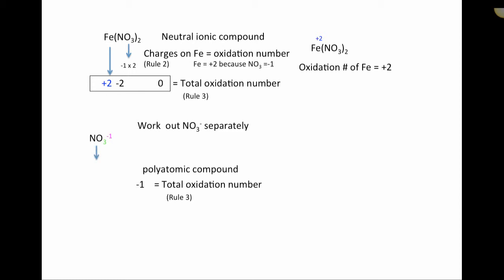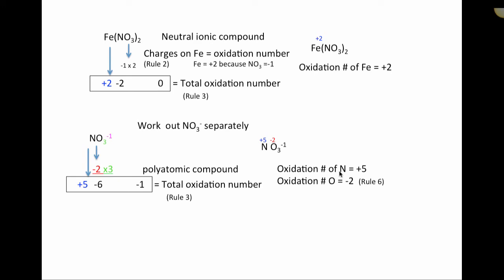I'm going to work out the nitrate separately. I have the oxygen being minus 2 from rule 6, and there are 3 oxygens, so that's a total of minus 6. But minus 6 plus something else must equal minus 1, and so the number for nitrogen must be plus 5, so that the total overall oxidation number is minus 1 for nitrate. So I labeled it as this: nitrogen is plus 5, oxygen is minus 2.